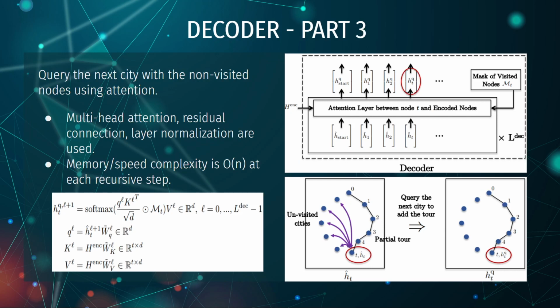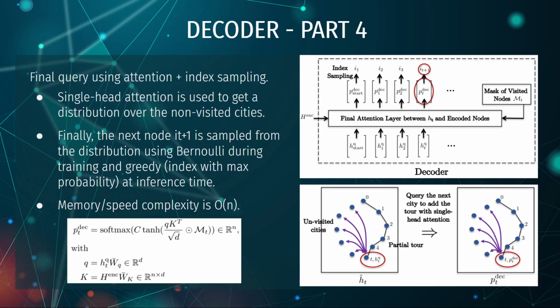Part 3. The attention mechanism is utilized with masking the visited cities to compute masked self-attention using the query and the unvisited cities. This queries the next city with unvisited cities, and multi-head attention, residual connection, and layer normalization are used in this step. The memory and speed complexity is order of n at each recursive step. The graph at the bottom right depicts how the computed partial tour is masked and we query the next city using the unvisited nodes.